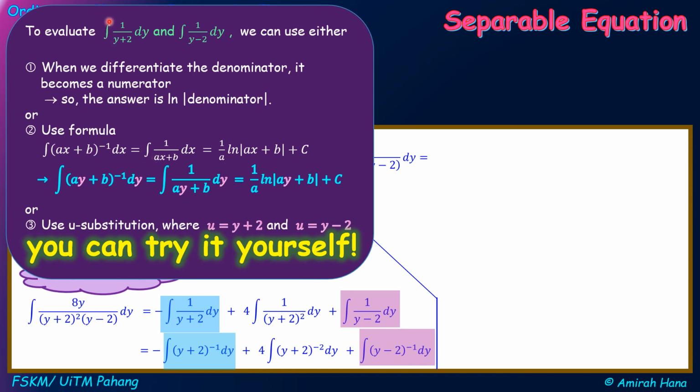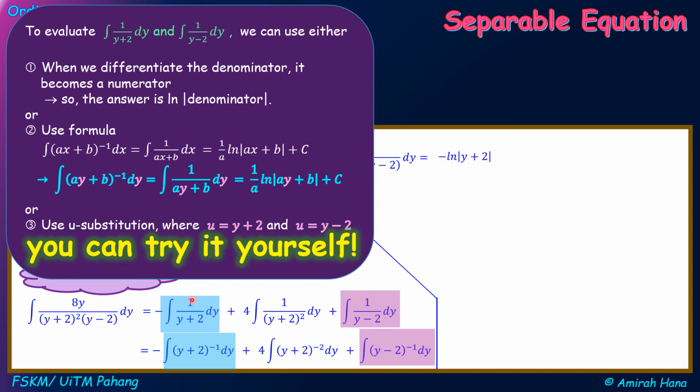For the integration of 1 over y plus 2 dy and 1 over y minus 2 dy, we use the same technique from here. Or for method 3, we can use u substitution. That means to integrate 1 over y plus 2 dy, we use u equals y plus 2, and to integrate 1 over y minus 2 dy, we choose u equals y minus 2. So there are three methods to evaluate this integral.